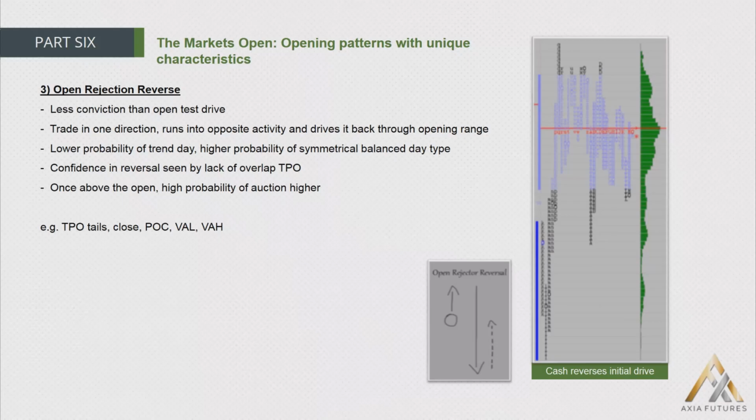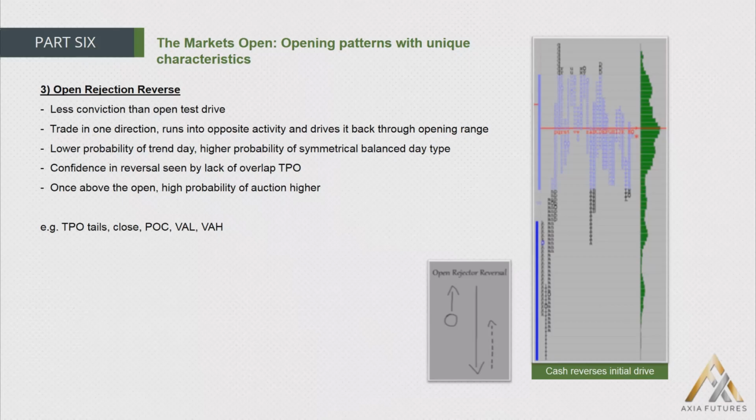Note, when we do see an open rejection reversal, there is a lower probability of a trend day and a higher probability of a symmetrical, balanced day type. This is why we discuss the various open types, because they give us early identification as to how the day may play out, but also what sort of strategies we'd be able to employ over the day. Again, if you look at the volume profile, you'll see the market opens, and in the initial balance, we can see the market tries to drift and move lower.